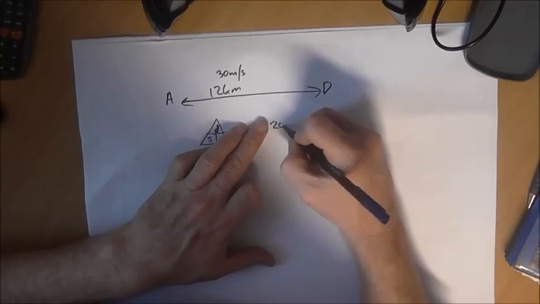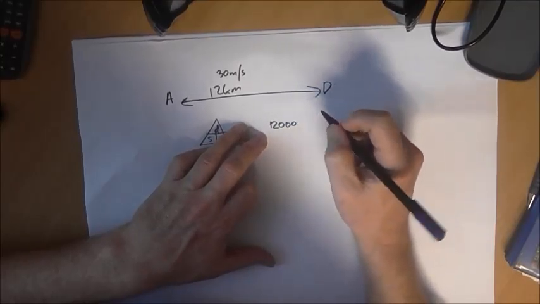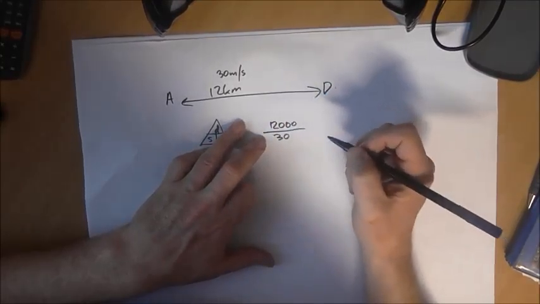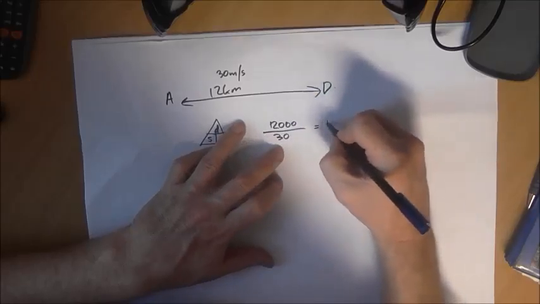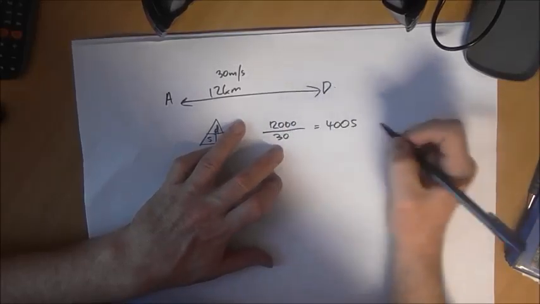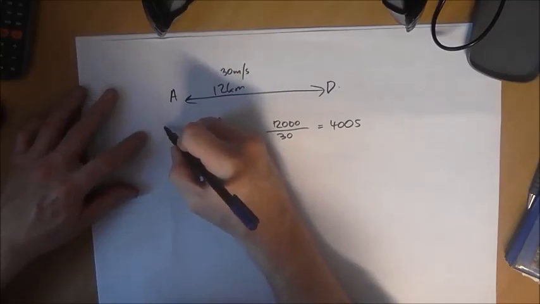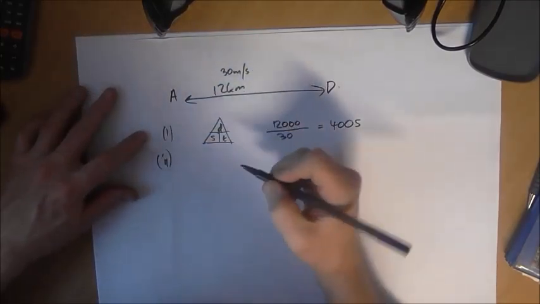So 12,000 meters divided by 30 meters per second equals 400 seconds. Notice there I just corrected the units mismatch. So it's Roman numeral part 1.